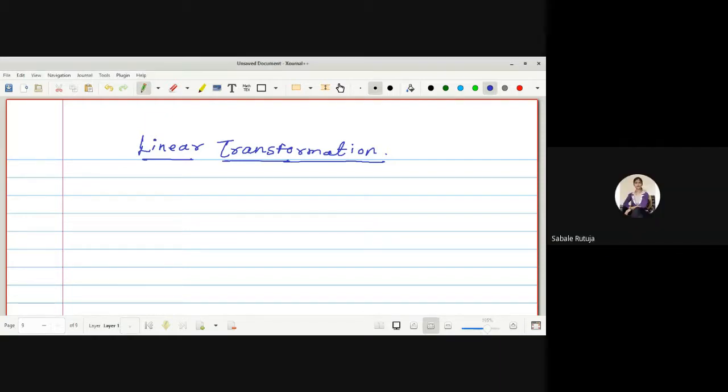The transformation T from vector space U to W is said to be linear if T of aU plus bV is equal to a into T of U plus b into T of V, where a, b are scalars and U and V are vectors from vector spaces. Very good. So what is the definition of linear transformation? Okay. Definition.